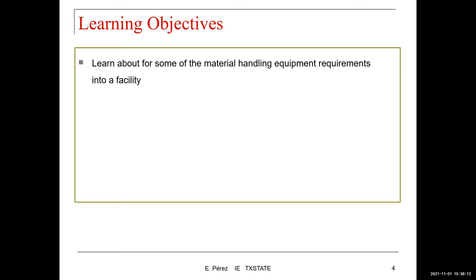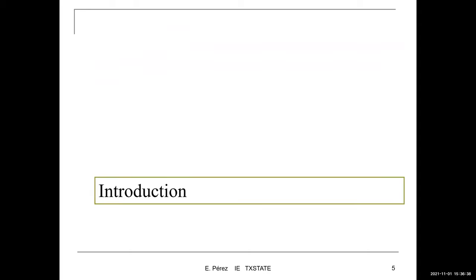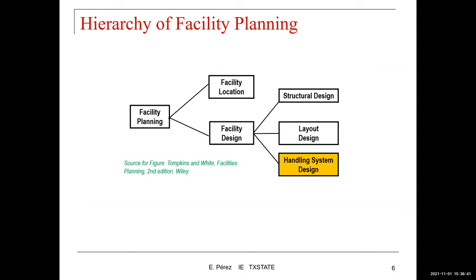So now that we know all those areas, we also have to connect that with the equipment that will be needed not only to produce the products or the materials that you're going to be producing, but also to transport those between areas in the facility. This is connected to the facilities design area. So far we have looked at the layout design and the structural design. Now we are focusing on this third piece, the handling system design.